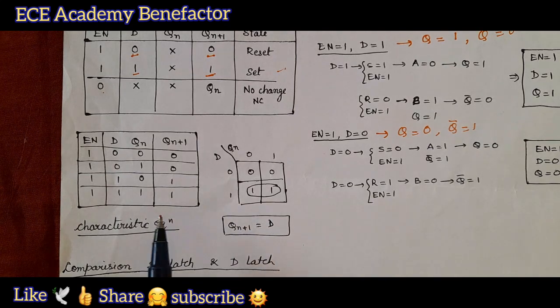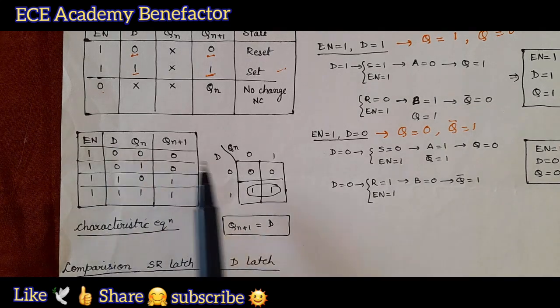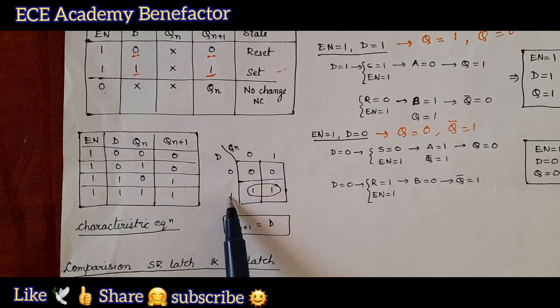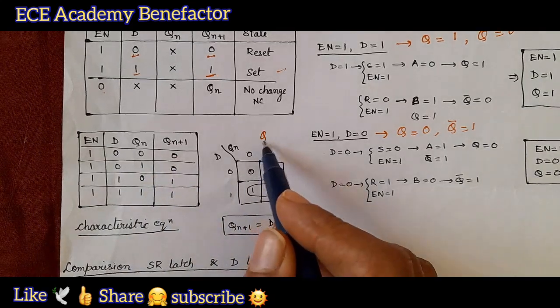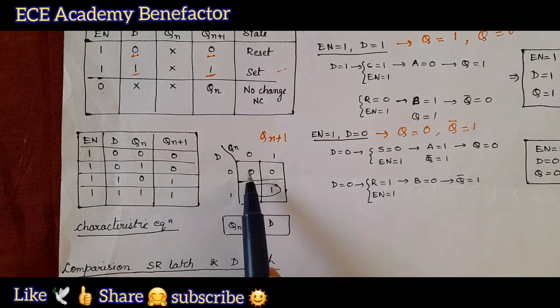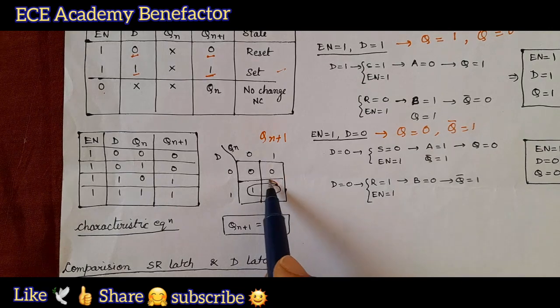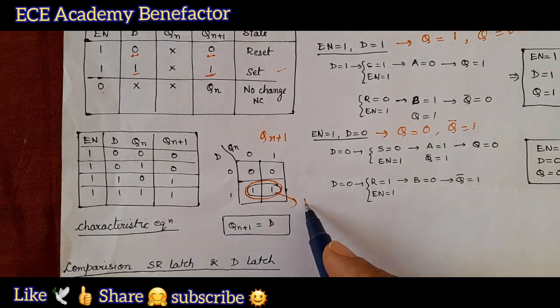When we draw the K map for this characteristic table, we get the characteristic equation. Let us derive it. So, we have two inputs D and Qn. This is Qn 0 1, D 0 1. Now, while filling for Qn plus 1, we are solving it for Qn plus 1. So, it is 0 0 1 1, and we have grouped the 1s like this, and for this pair, it is coming to be D.